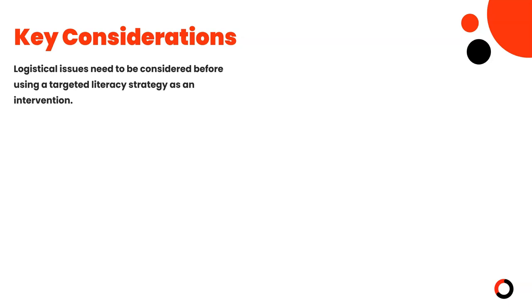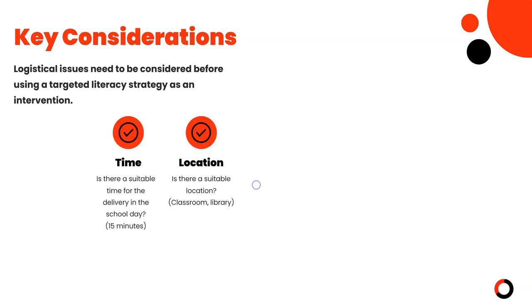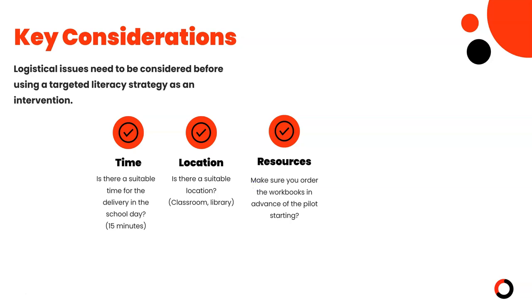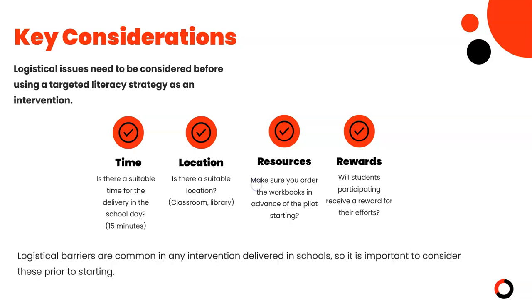So just some key considerations. Logistical issues need to be considered before using a targeted literacy strategy as an intervention. So time, is there a suitable time in the day for this to be delivered? Is there a suitable location, which might be part of a classroom or library? Resources, just make sure you order the workbooks in advance of the pilot starting. And will students participating receive a reward for their efforts? Logistical barriers are common in any intervention delivered in schools, so it's just important to consider these prior to starting.